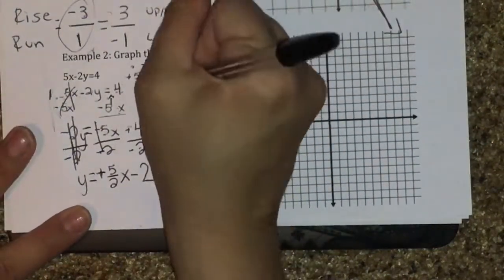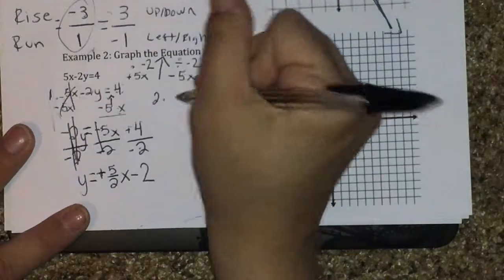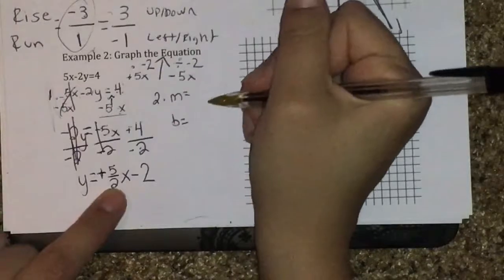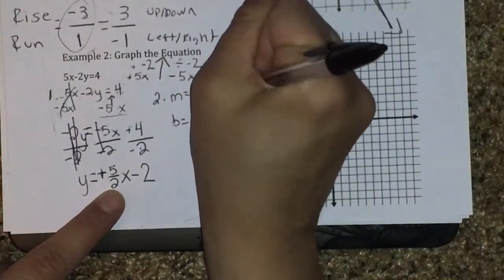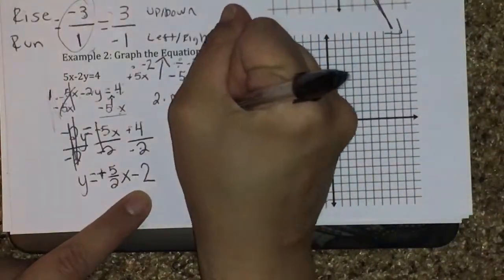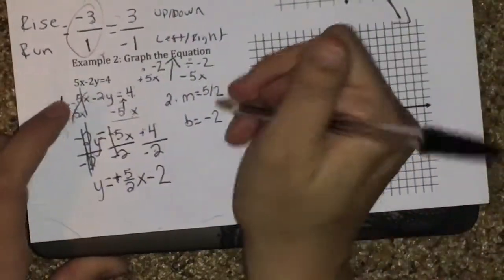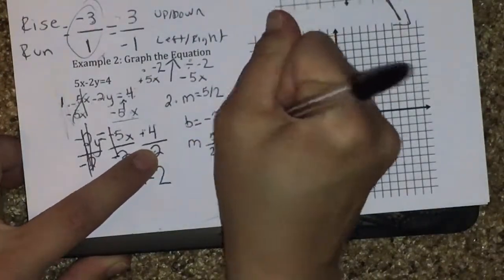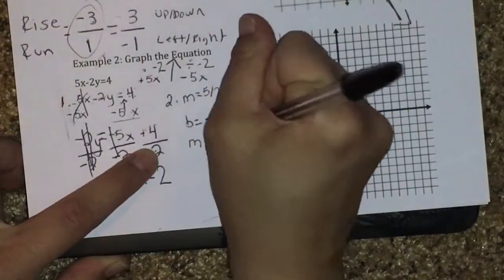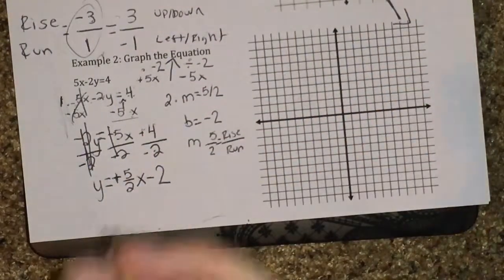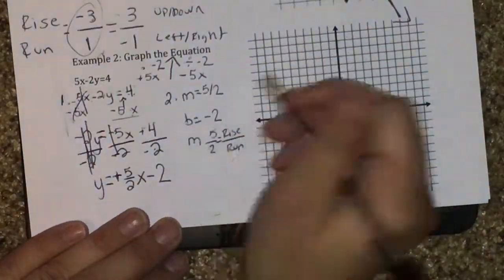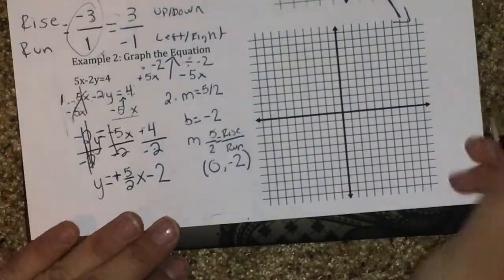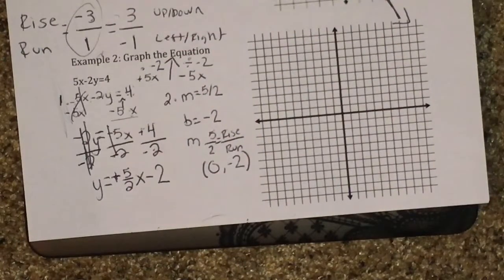Our second step is to identify our slope and our y-intercept. So identify our m and our b. In this case, our m is going to be 5 halves, and our b is -2. So, more specifically, our m, 5/2, so our rise over run is going to be 5/2. And our y-intercept is going to be (0, -2). Because it's where it crosses the y-axis.